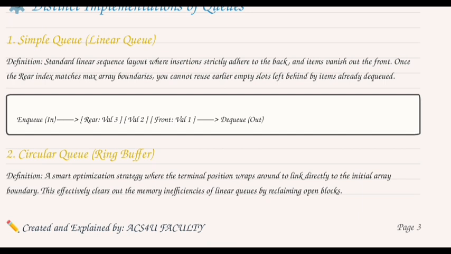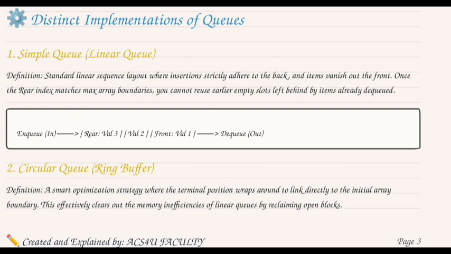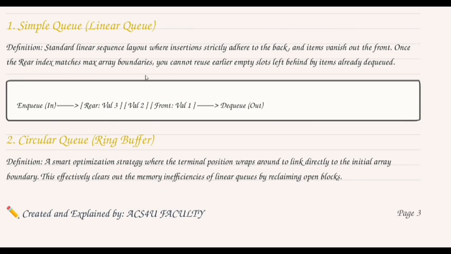You can clearly see the first one is the simple queue, also called a linear queue. It is the standard linear sequence layout where insertions strictly adhere to the back and items vanish out of the front. Once the rear index matches the max array boundary, you cannot reuse earlier empty slots left behind by the items which are already dequeued. You can clearly see the enqueue and the dequeue here. Enqueue is in, dequeue is out, this is the rear end, this is the front end. The values are being inserted and removed.